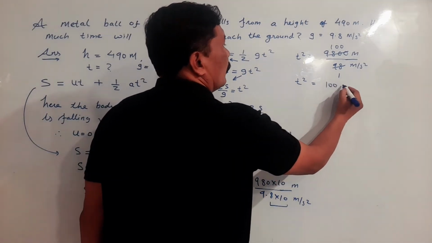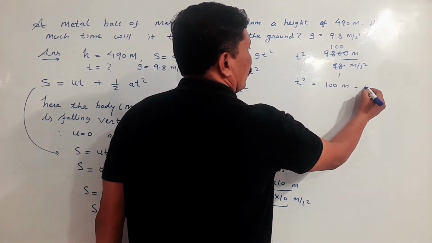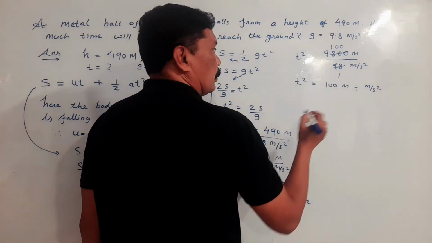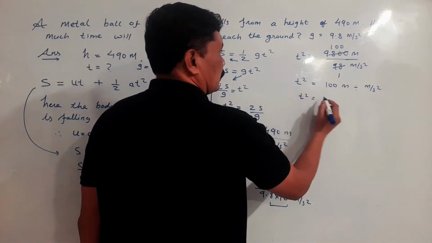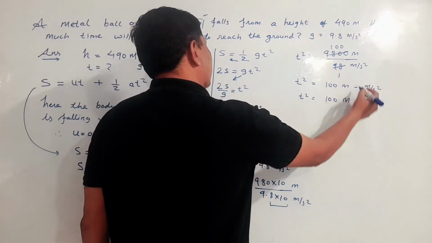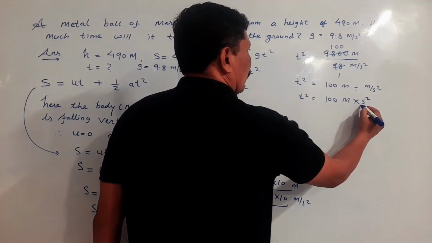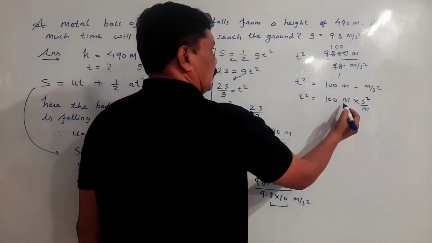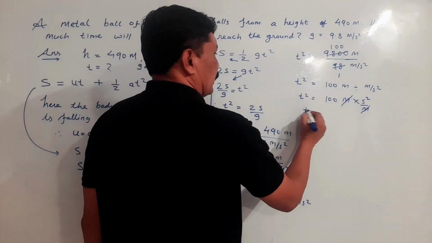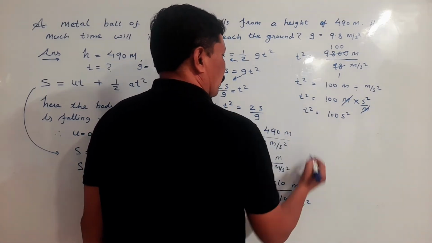So T square is equal to 100 meter divided by meter per second square we can write. Here there is one we don't have to write. So we can write T square is equal to 100 meter. This division sign will convert into multiplication, then we will take reciprocal, second square upon meter. So my dear student, meter will get cancelled. We get here T square is equal to 100 second square.